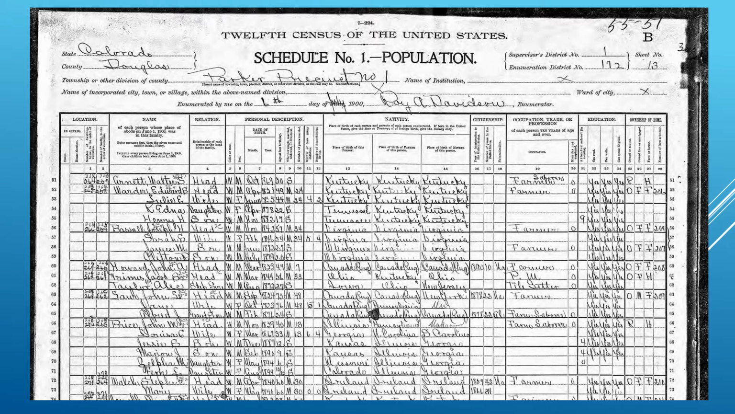Their age at their last birthday, whether they're married or single or widowed or divorced, and then the number of years they've been married, how many children they've had, and then how many are still living. And that's only on the wife's line. Then we have the state that they were born in, the state that their father was born in, the state that their mother was born in.